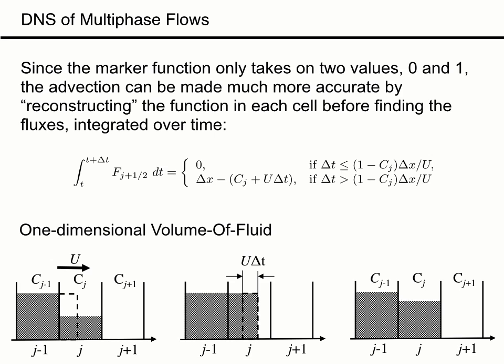The flux through the right boundary of the middle cell is therefore 0 if delta t is less than (1 minus Cj) times delta x divided by u, and u delta t minus (1 minus Cj) delta x if delta t is greater than (1 minus Cj) times delta x divided by u. The flux into the cell is simply u times delta t, since C in the j minus 1 cell is equal to 1. The key here is that we located the interface exactly by examining the neighboring cells, and this allowed us to write down the exact flux in such a way that the cells fill up one by one and no diffusion takes place.